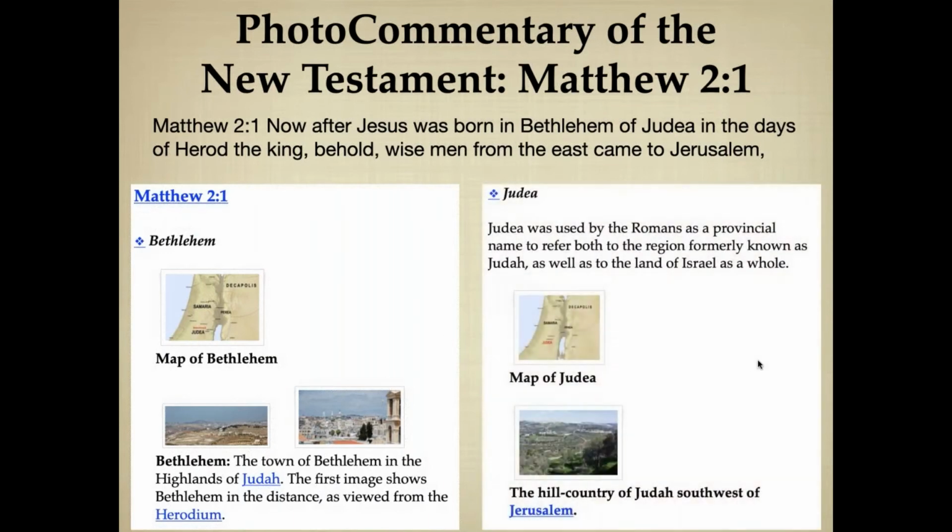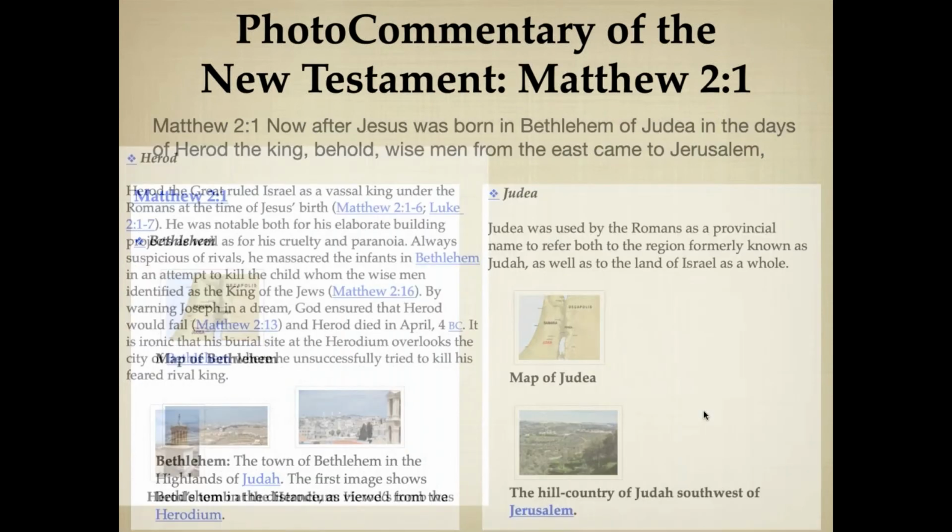Now we look at the next keyword, Judea. Here's an article on Judea. And it's a little introduction here with a map of Judea. And here's a map showing the hill country of Judah, which is Judea. Judea is the Greek word for Judah, or Yehudah in Hebrew, and southwest of Jerusalem.